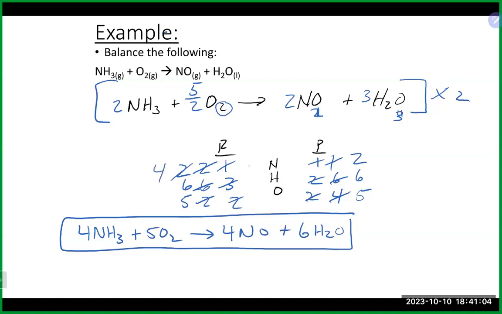We got 4 nitrogens. It's a 50-50 chance. There's 4 nitrogens over there as well. We got 12 hydrogens. 6 times 2 on the right is 12. Oxygens, 5 times 2 is 10. We got 4 oxygens there and 6 there, which is 10 in this case. Yeah. Any questions on that?